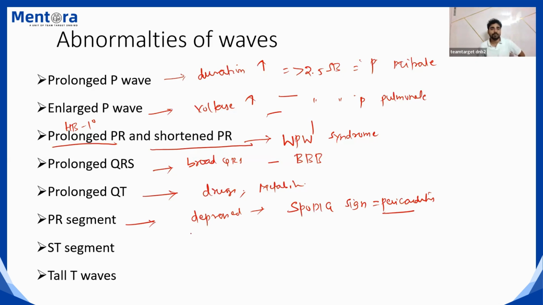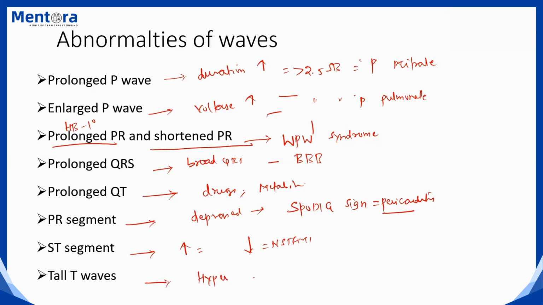And the ST segment: if it is elevated, it is called ST elevated MI. If it is depressed, that is called non-ST elevated MI. We already know about this, we commonly see it in the casualty. And tall T waves again you see in the case of hyperkalemia, and you also see them in the case of hyperacute MI. Simple, these are the basic things.